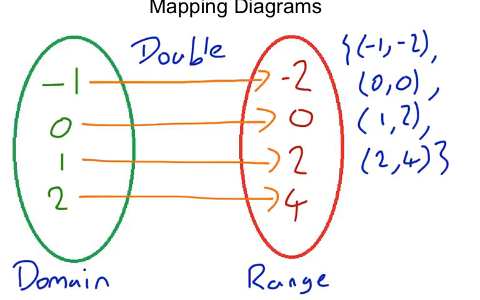We also notice for this mapping that every element in our domain goes to a unique element in our range. That is, they all go to different elements. That is not always the case, as we shall see in the next example.